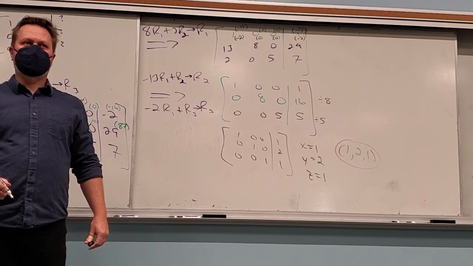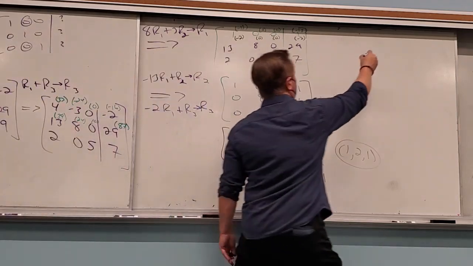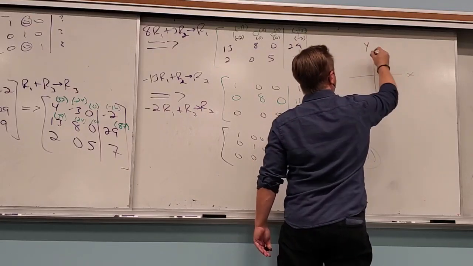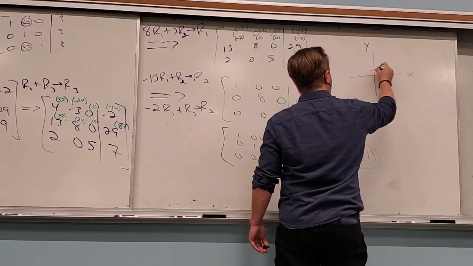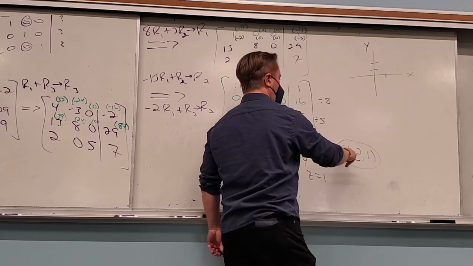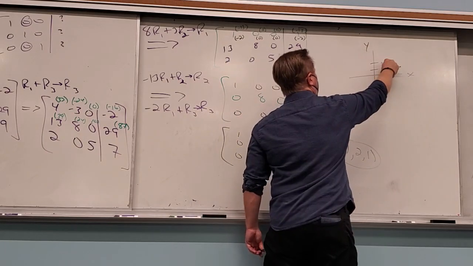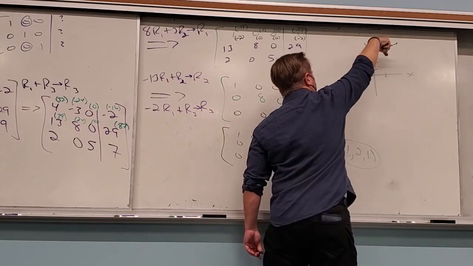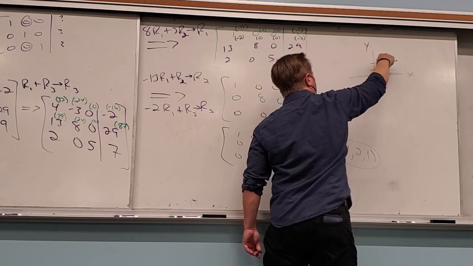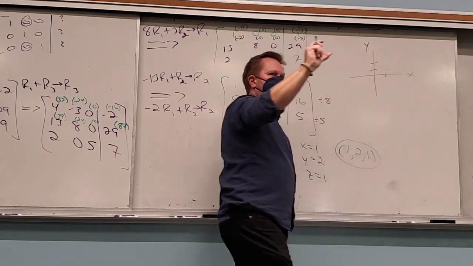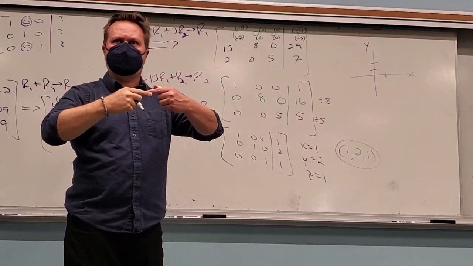Okay, maybe. Where would that point be? Well, here's the xy plane, right? Here's 1, 2, right? X, y, and then z, 1. So the answer would be right here, off the board by 1. You guys with me? The z-axis is just coming right out at us.